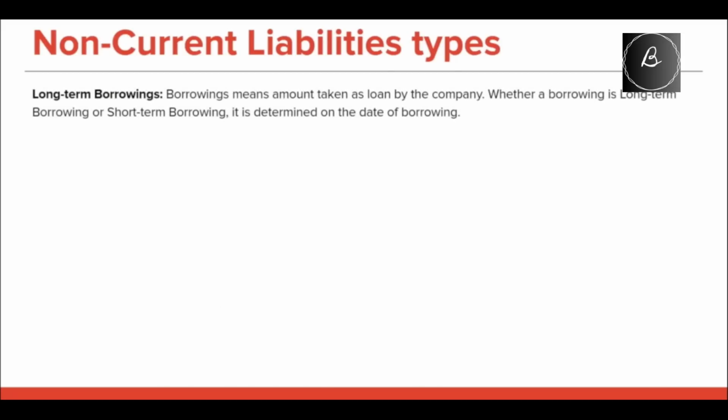Coming to non-current liabilities types. Long-term borrowings. Borrowings means amount taken as loan by the company. Whether a borrowing is long-term borrowing or short-term borrowing is determined on the date of borrowing, because loan is a form of liability which involves interest, and we calculate this interest only from the date when the loan was taken.